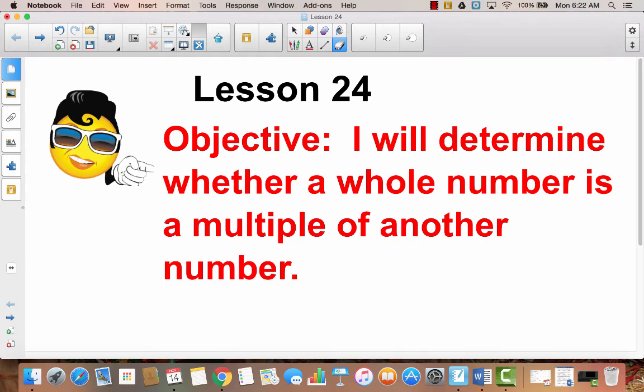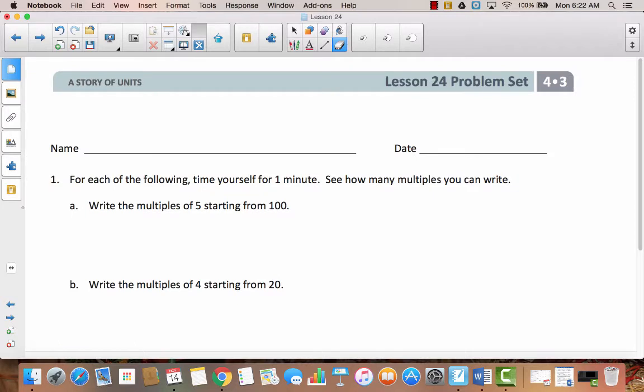Lesson 24, I will determine whether a whole number is a multiple of another number. So write your name at the top, and let's see, the directions say, for each of the following, time yourself for 1 minute, see how many multiples you can write. So I hope that you learned from your Zern lesson that whenever you are counting by multiples or you are writing multiples, you're actually counting by that number.